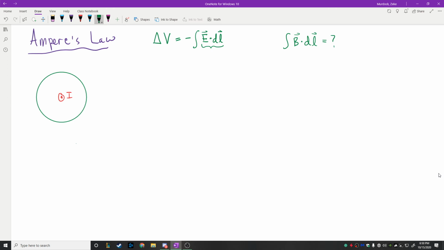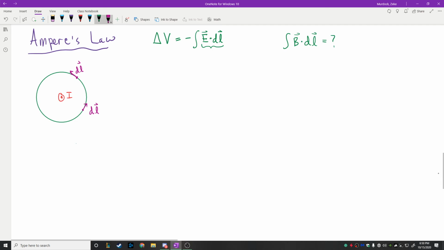Like that, centered on it. And I'm going to evaluate what B dot dl would be around this curve. So B dot dl is a line integral, and my dl's point like this. And what direction does the magnetic field point?